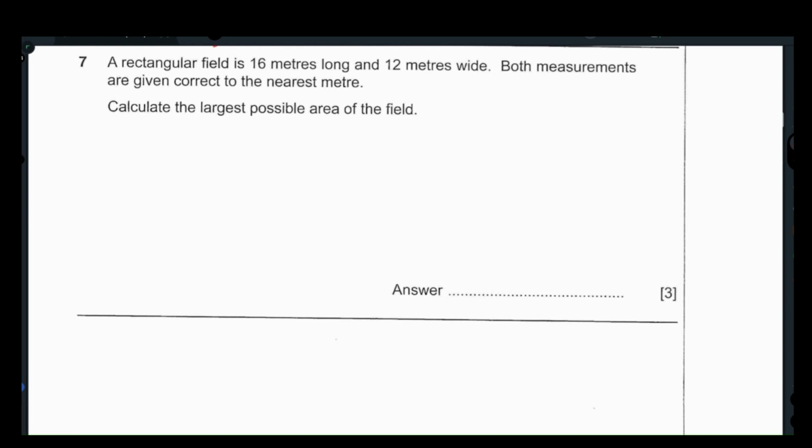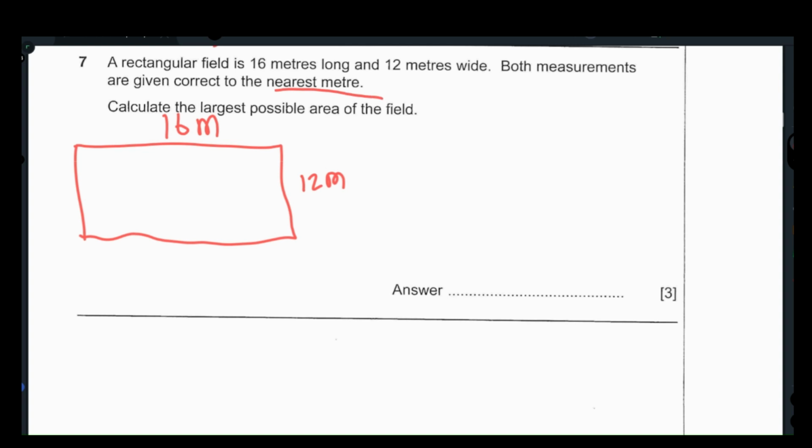A rectangular field is 16 meters long, 12 meters wide. Both measurements are given correct to the nearest meter. Calculate the largest possible area of the field. Okay, so we have a rectangular field, 16 meters long and 12 meters wide. So to the nearest meter, alright, so 1 meter.